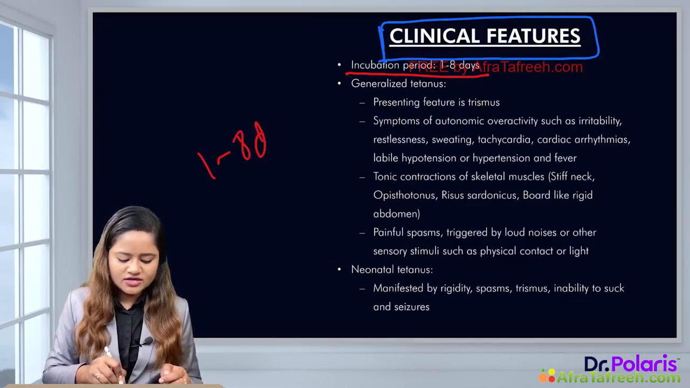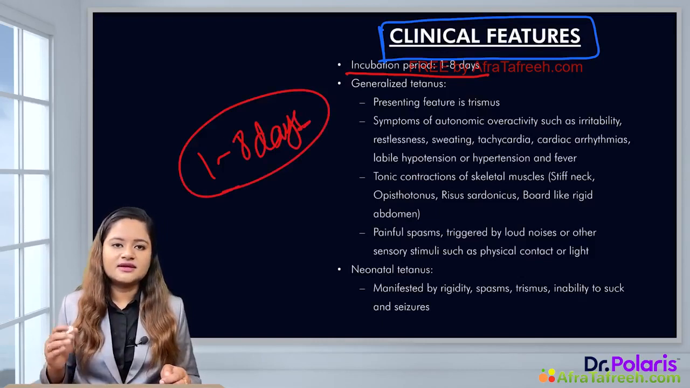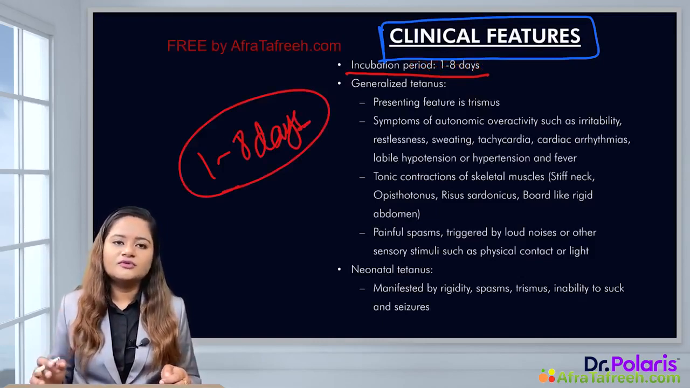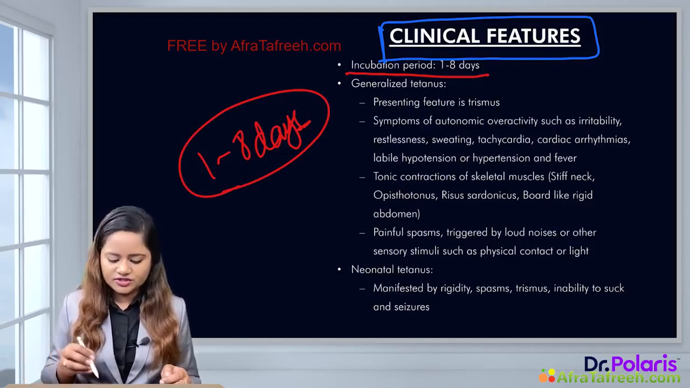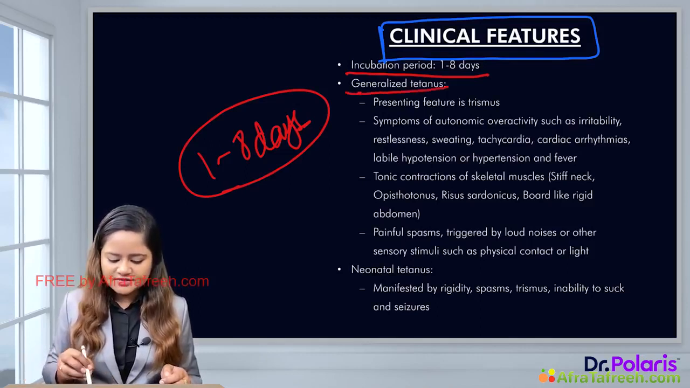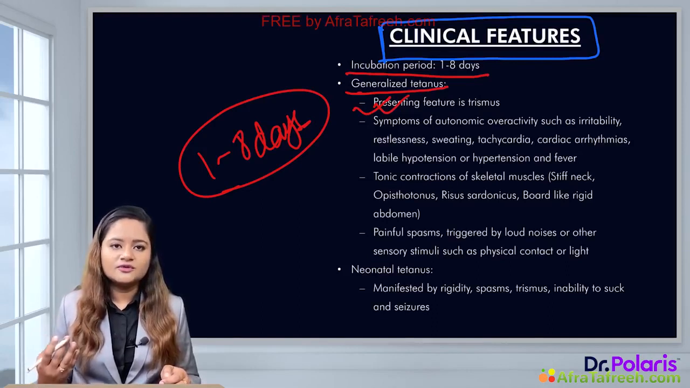Once it gains entry, it takes around 1 to 8 days to infect the central nervous system, that is the spinal cord, to block the neurotransmission at the level of the anterior horn cells and result in the clinical features. Generalized tetanus can present with trismus. So the presenting feature is trismus. Trismus basically means increased tone of the body, and it can start especially from the face.